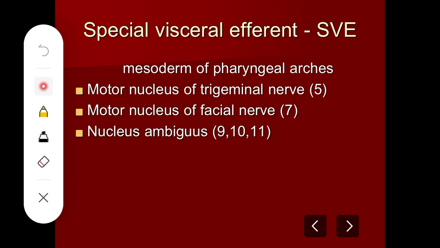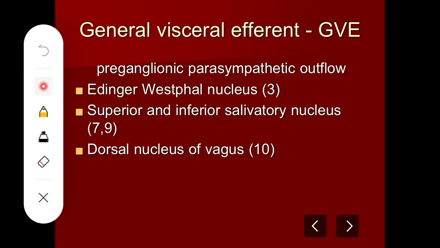Okay. So now we come to the last part of the motor system, and that is GVE. GVE means general visceral efferent. Just as I said in the previous slide for SVE, the next word that should come to your mind is pharyngeal arches, for GVE the next word that should come to your mind is that it is connected with preganglionic parasympathetic outflow. GVE, general visceral efferent, means it is connected with preganglionic parasympathetic outflow.